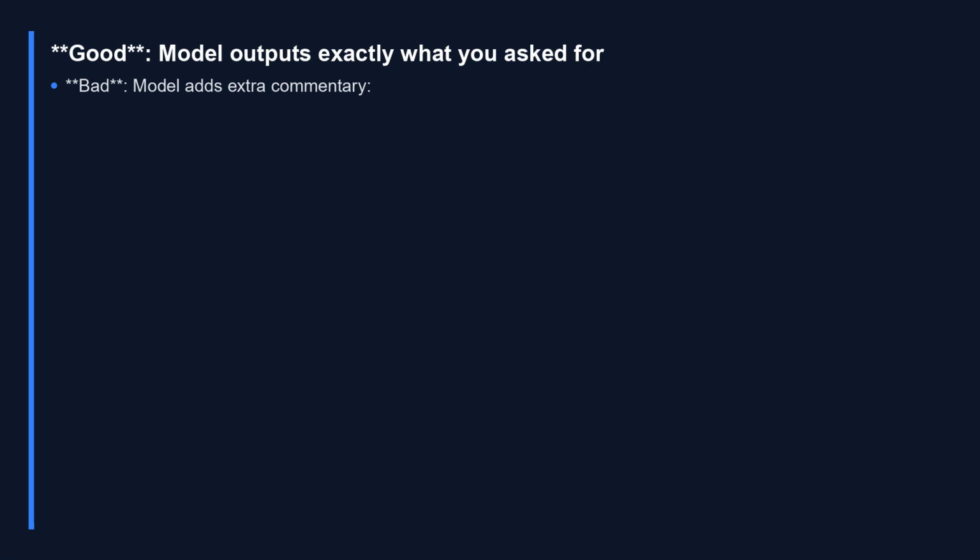There's a subtler failure mode worth watching for beyond outright format errors. A well-trained model returns exactly what you asked for, nothing more. A partially trained model sometimes adds commentary around the JSON. Phrases like "here is the extracted information" before the object, or "let me know if you need anything else" after it. That extra text breaks automated parsing just as surely as a missing quote.